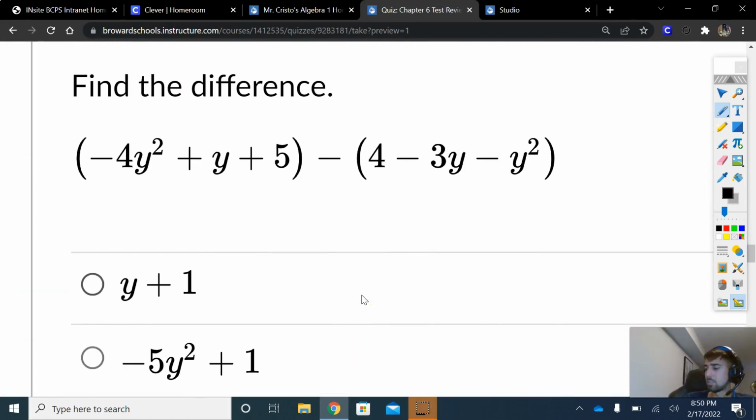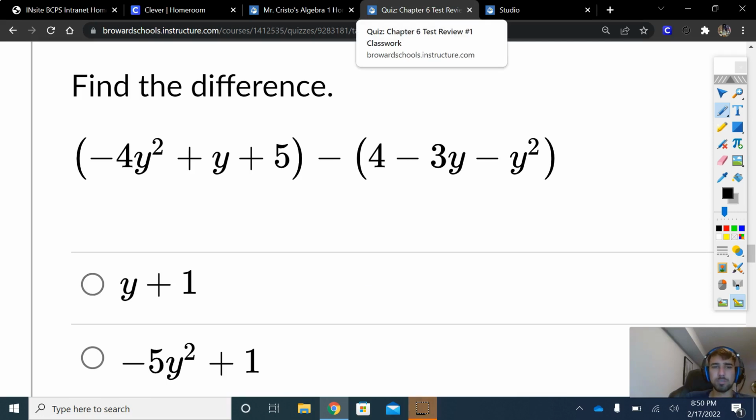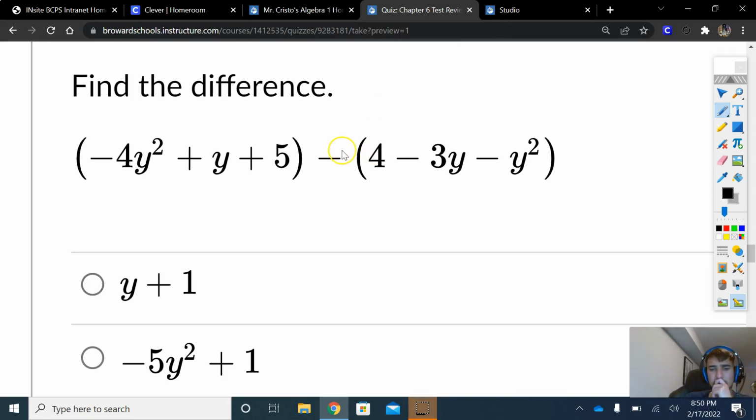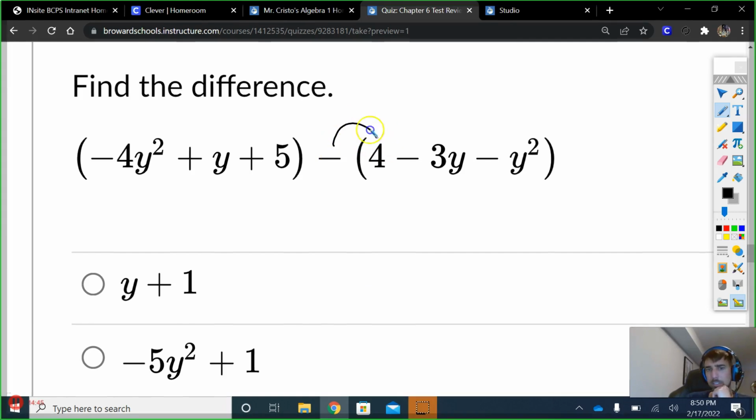Find the difference. This one should have gone first. This one's easier than the other one. You're going to distribute this negative sign into here, here, and here.